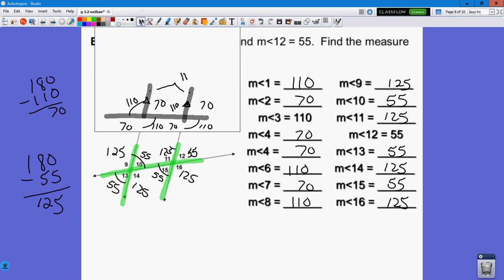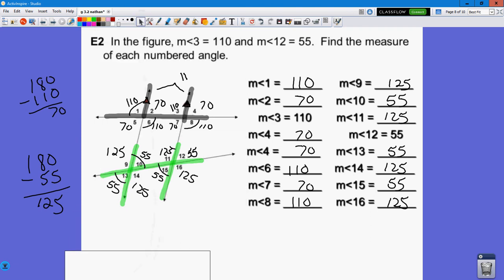Can anybody tell me why then this angle right here and this angle right here are not congruent? They're alternate interior angles. Why would they not be congruent? That shows me for sure that these two lines are not parallel to each other, because those two measurements will have to be the same. Very good? Okay.